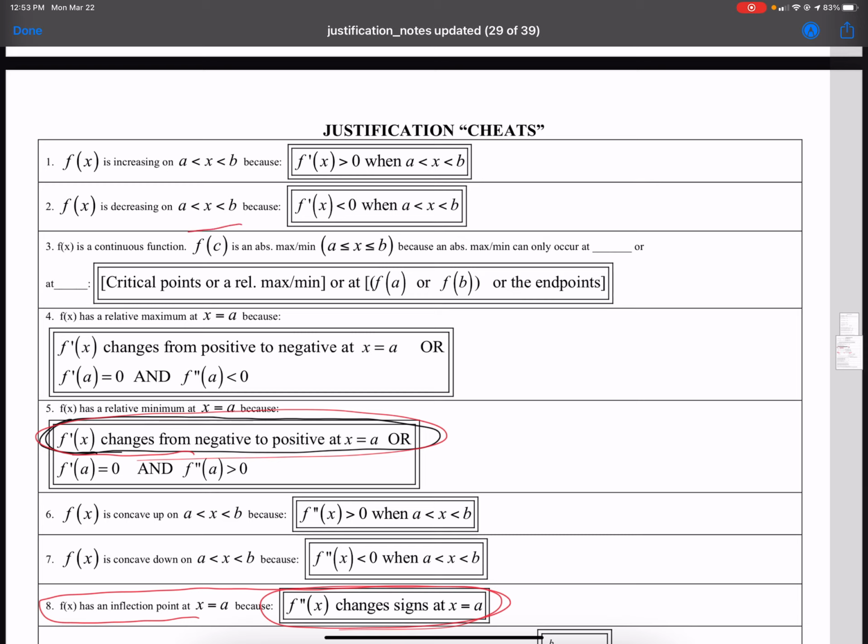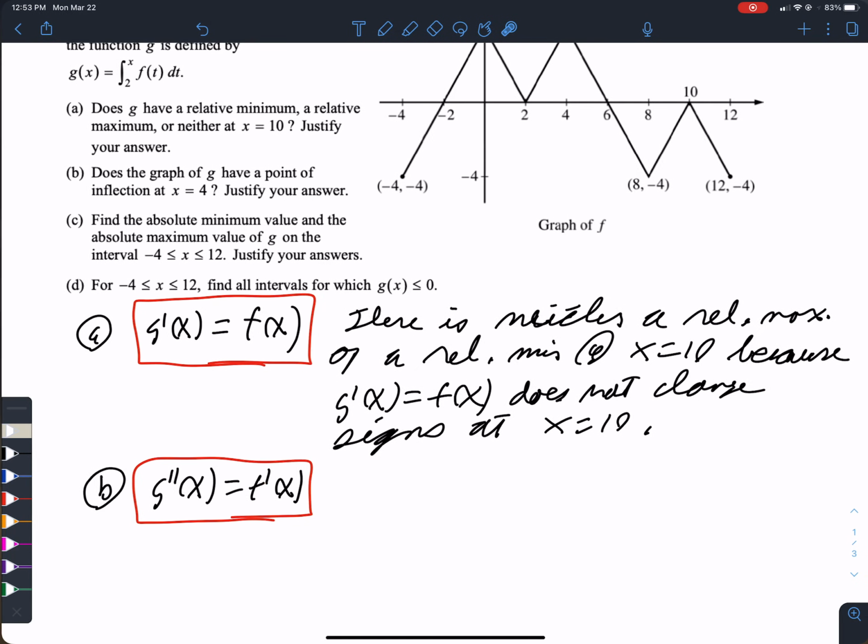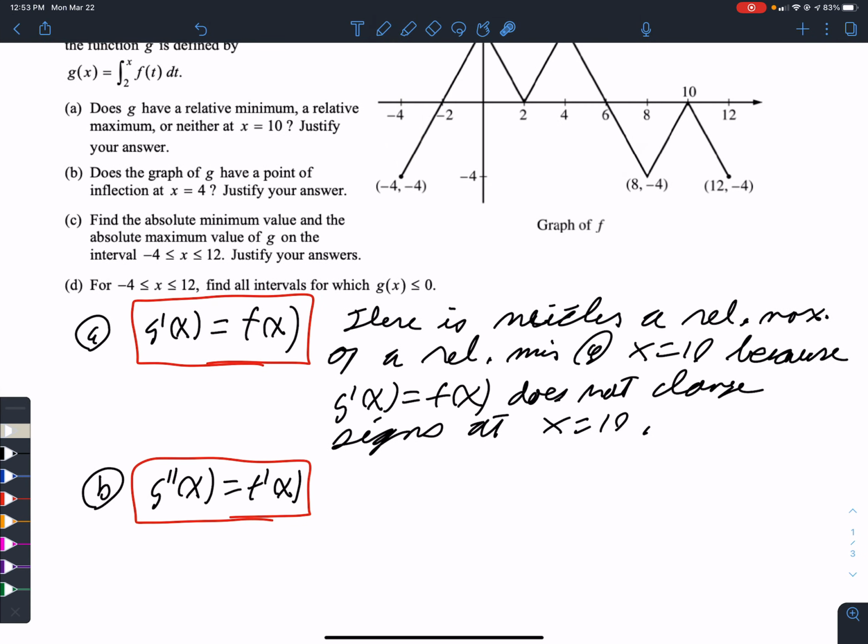So look at these. You need to see the relationship between increasing and decreasing and the derivative positive and negative. You just have to know that. It's got to be ingrained in your brain. So when you see this and you think, okay, in order to show inflection point, I need to show that the second derivative changes signs. We just saw that, so I need to show that. But how do I show if the second derivative changes signs?